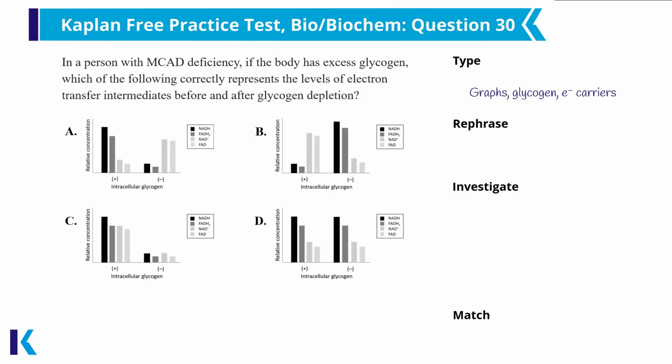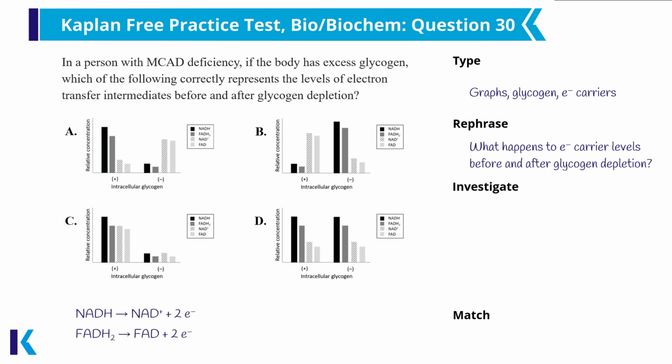Looking more closely at the question stem, it's asking, for a person with MCAT deficiency, what happens to the electron carrier levels before and after glycogen has been all used up. It's kind of a lot to break down, and there's one thing I can already spot as an area for elimination even without considering MCAT and glycogen components.